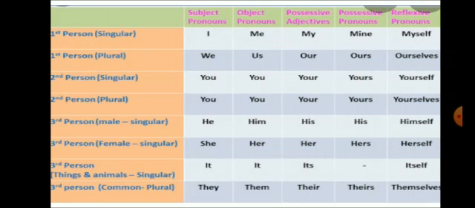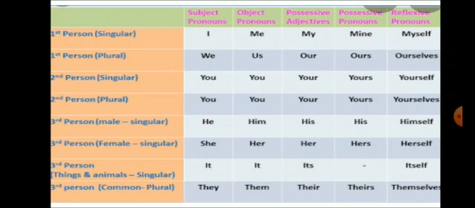Now if I talk about first person plural, then we is used as a subject and us is used as an object. Second person, whether it is singular or plural, it is you always. In subjective case also it is you, and in objective case it is also you. Now coming to the third person singular male, it will be he as a subject, him as an object, his as possessive pronoun, and his is also used as possessive adjective.